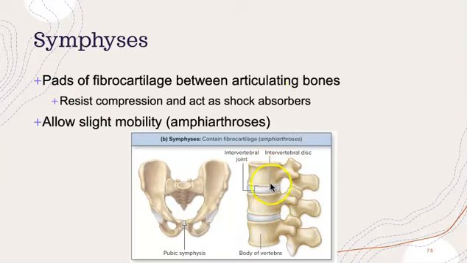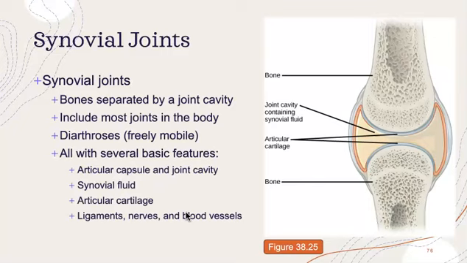When we do things like, let's say, a lateral flexion, it kind of allows our spine to move around. The pubic symphysis is only really going to move during childbirth. It's going to relax and allow the hips to kind of move away from one another as the fetus or baby moves through the birth canal. All right, and that brings us to synovial joints.